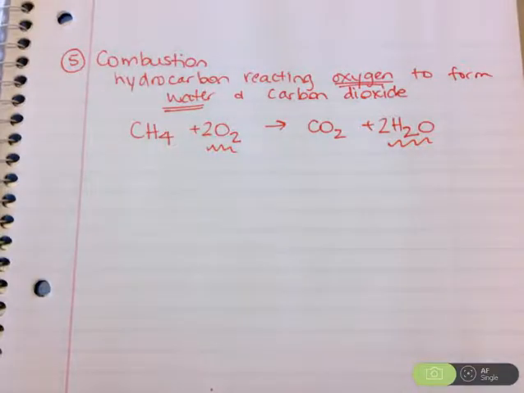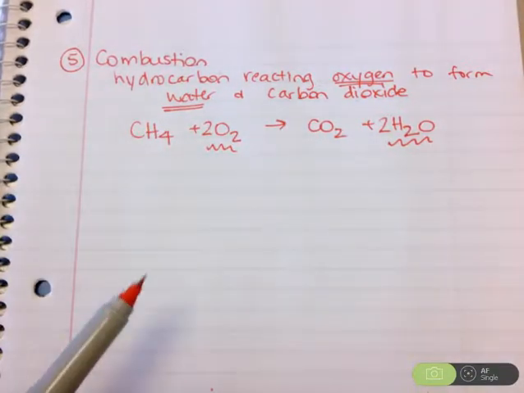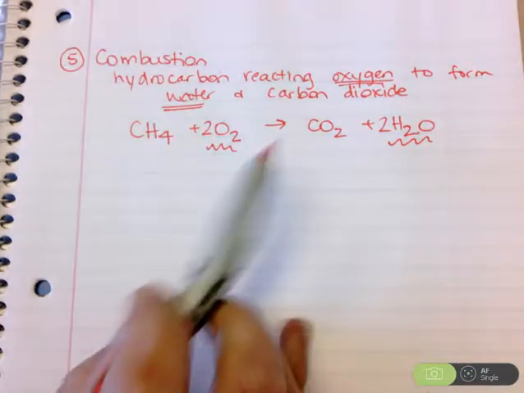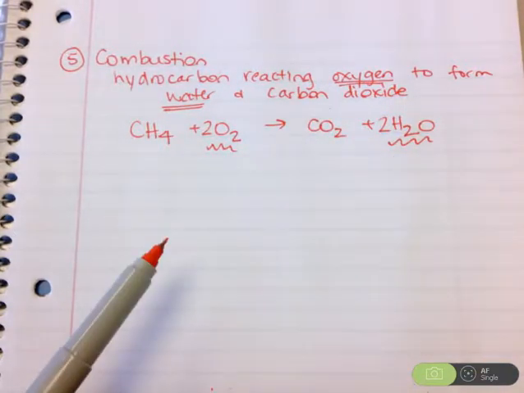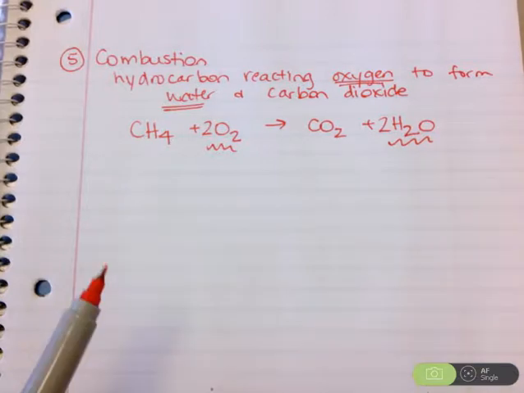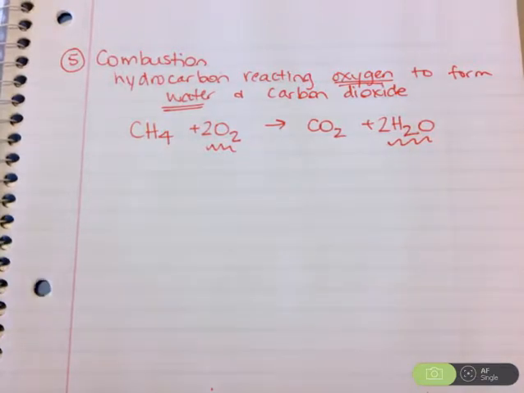That's the easiest way to identify this type of reaction. It's a pretty easy one to identify because the products are always the same, but remember, these are the ones that are the hardest to balance.